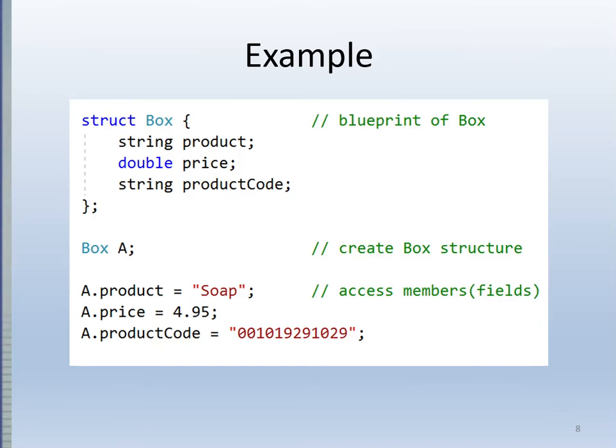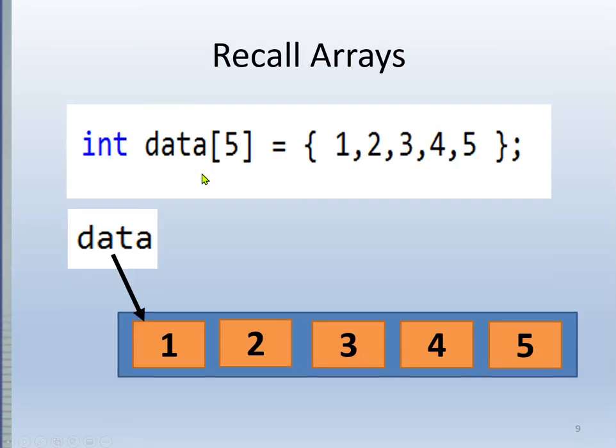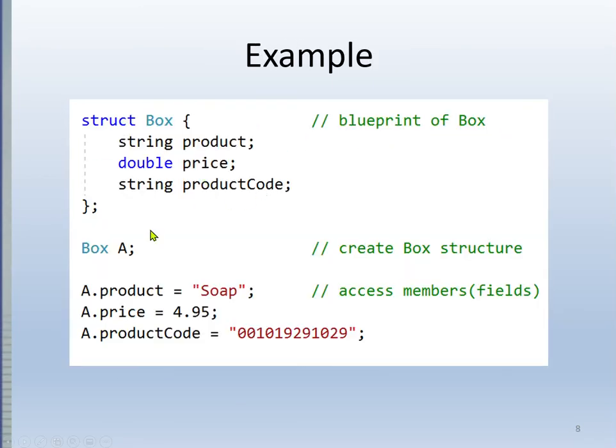Here's an example. I have a box. The box has a product name. The box will have its own price. And a product code. This is a blueprint. Here I say box A. We now have a box. Here I fill it with soap, $4.95, and I put in some make-believe product code. These are our members or fields: product, price, product code. And notice they're all inside one box called A.